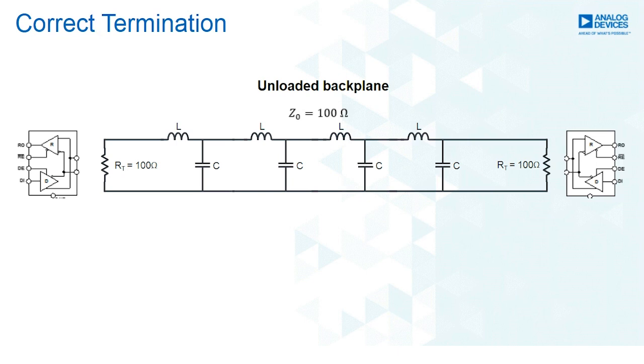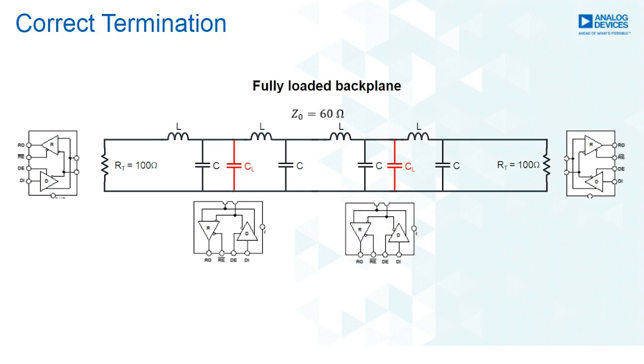The challenge comes when you start to add module cards, and Z0 drops, say, from 100 ohms to 60 ohms with the added capacitive loads. The problem now is that this backplane is no longer correctly terminated. We have a backplane that is 60 ohm characteristic impedance, and at the ends of the backplane we're terminated with 100 ohms. This 60 to 100 ohm difference is a significant impedance mismatch, and this will generate a lot of signal integrity issues. You can see here on the slide the reflections that will be generated by the fact that the termination resistor no longer matches the characteristic impedance.